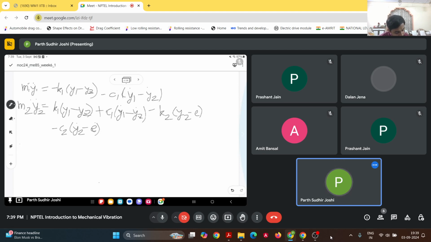So if we rearrange the terms, m1 y1 double dot plus k1 y1 minus k1 y2 plus c1 y1 dot minus c1 y2 dot is equal to 0.